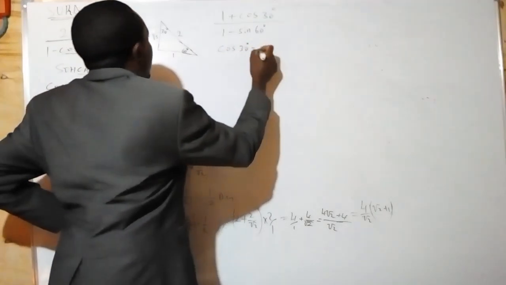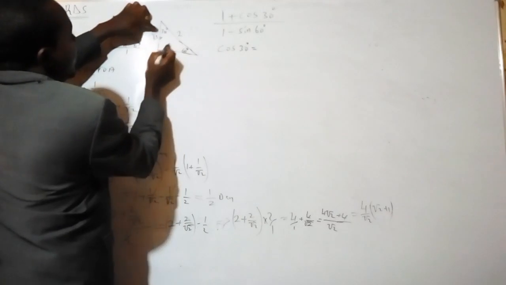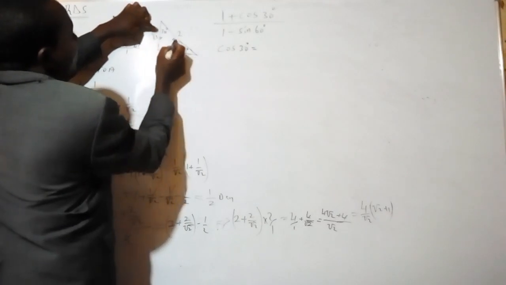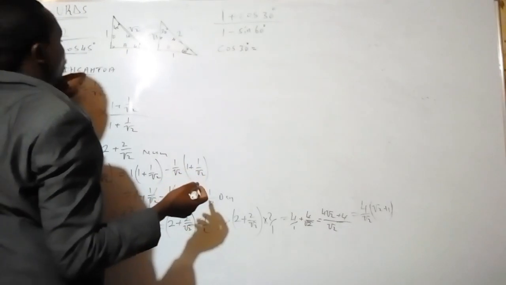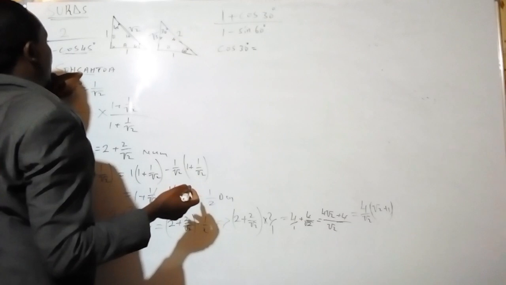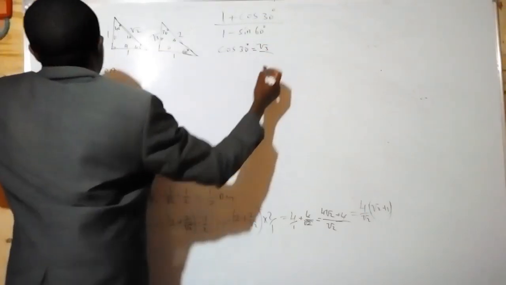If you want this 30 degrees, this side will be adjacent, this will be opposite, and here we are going to have hypotenuse. We use SOHCAHTOA. And since we want cosine, adjacent, we are going to start with adjacent root 3 over hypotenuse 2.